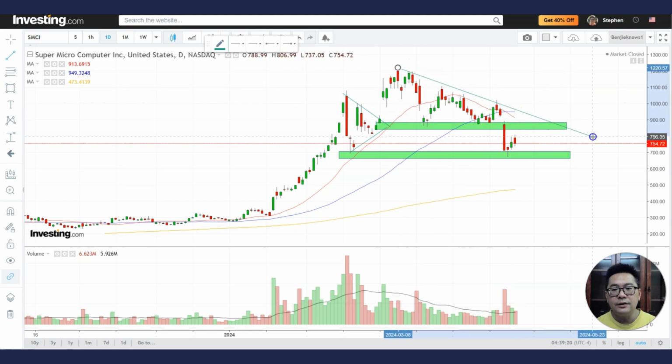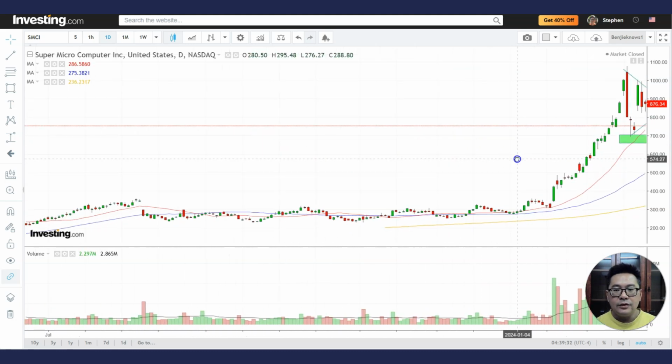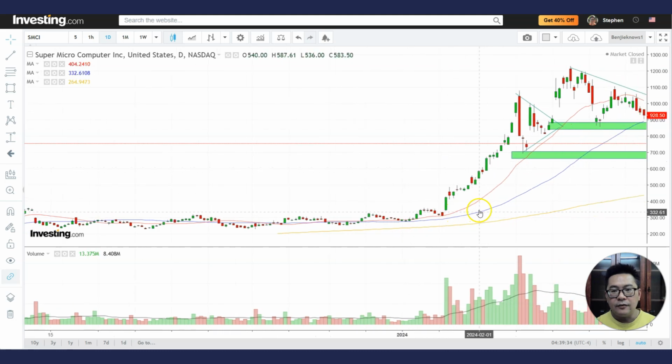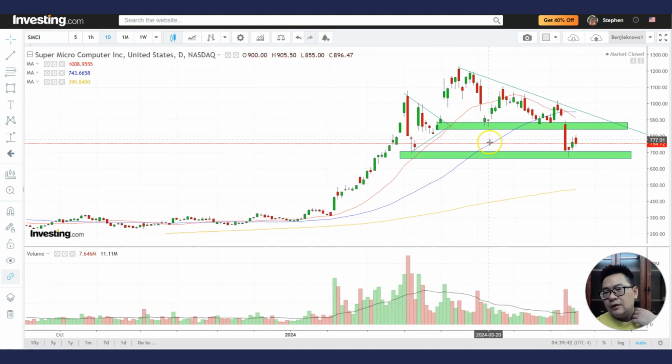What I really want to see for a sustainable rise in SMCI is for it to break above this downtrend line and for it to go back again above the 20 MA and 50 MA. Now, when the stock is above the 20 MA and 50 MA and the MAs are rising, this was the best moment to buy this stock. So if it's above the 20 MA at its best, what does below the 20 MA mean? It's not very good for it.